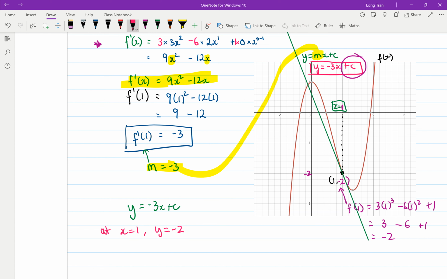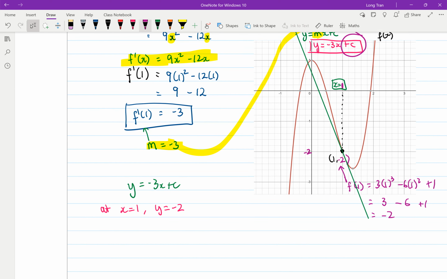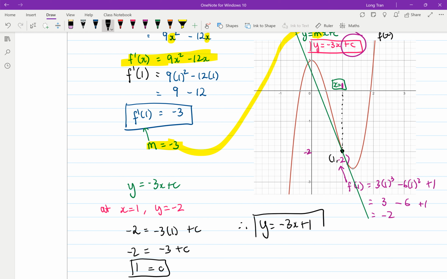We subbed it in before. Now you get negative 2 equals negative 3 times 1 plus c. Negative 3 plus c. c must equal 1. So that means your equation for the tangent line should be y equals negative 3x plus 1. And if this was easy for you to understand, that's chapter 18. That's the beginning of chapter 18.